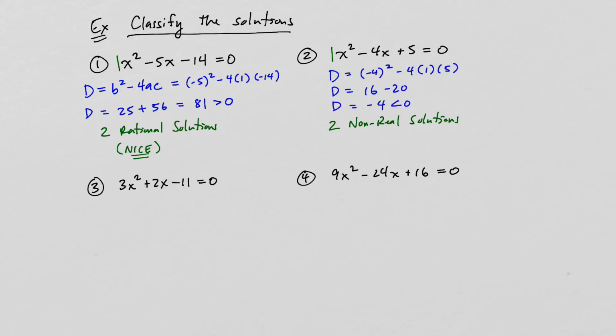And again, that's because when you use the quadratic formula, if your discriminant is negative, it means that you're going to be taking the square root of a negative. Let's look at the last two examples here.